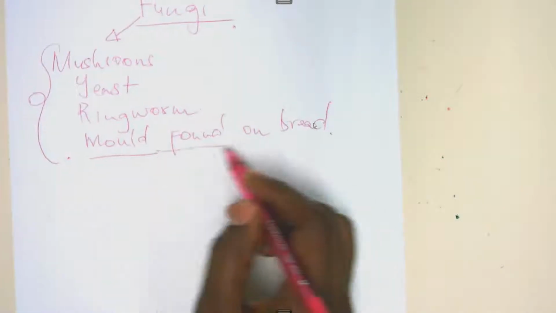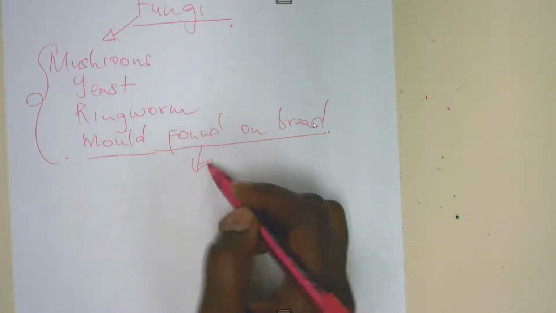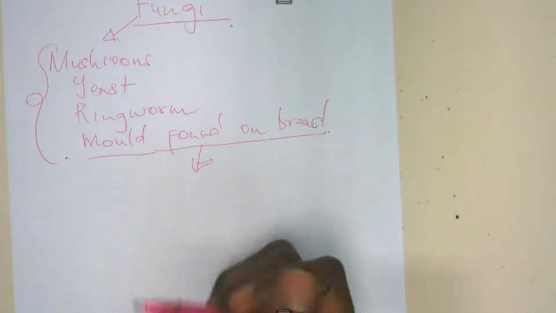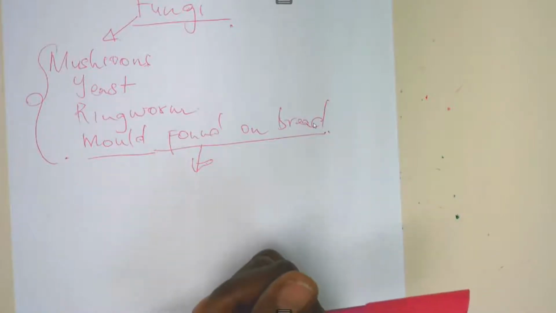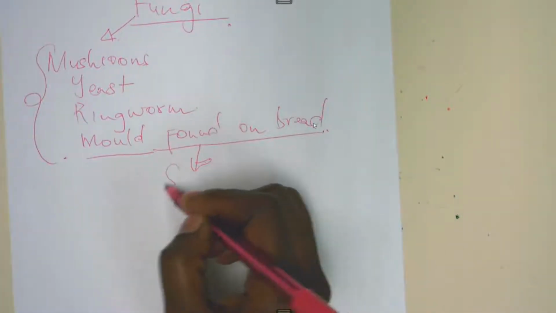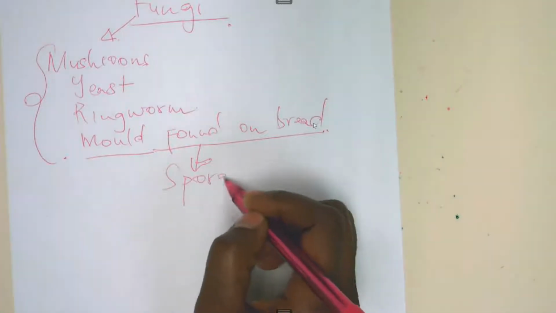So we have fungi such as bread mold. Okay, I have mentioned the bread mold. They produce their spores in special spore cases called sporangia.